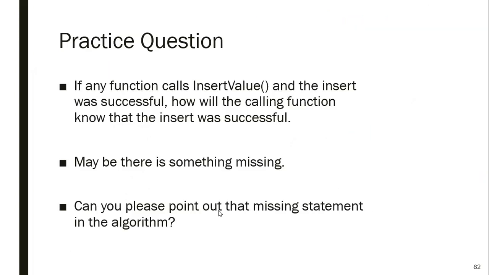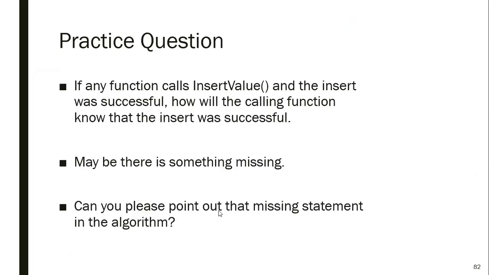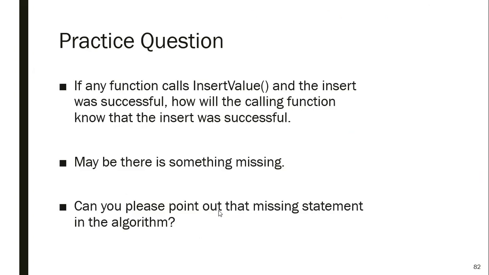So there is a practice question for you. There is a function called insert value, and insert was successful. How will the calling function know that the insert was successful? So maybe there is something else that is missing in this algorithm. Please find out the missing statements. It's just a practice question. It's just a small statement that is missing here, a very small statement. So you have to indicate it. It will give you a good insight of how the algorithm works.